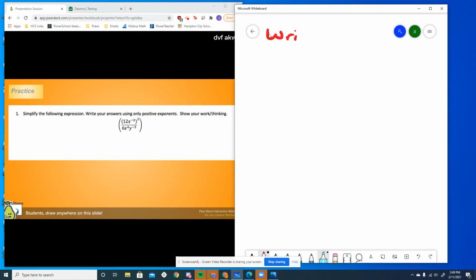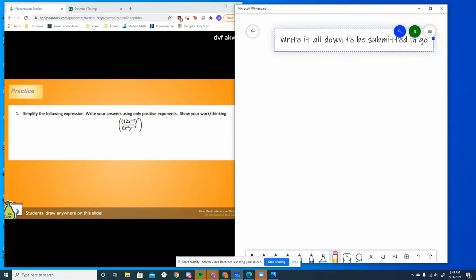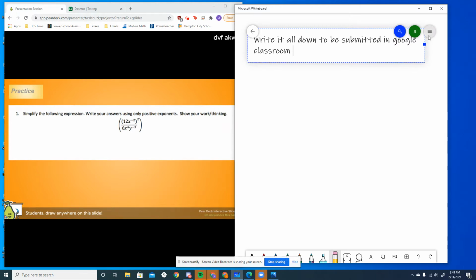So write it down to be submitted into Google Classroom. I'll actually just type it out. That's a little bit better for me. Submit it in Google Classroom. We're going to write it all down to be submitted in Google Classroom.